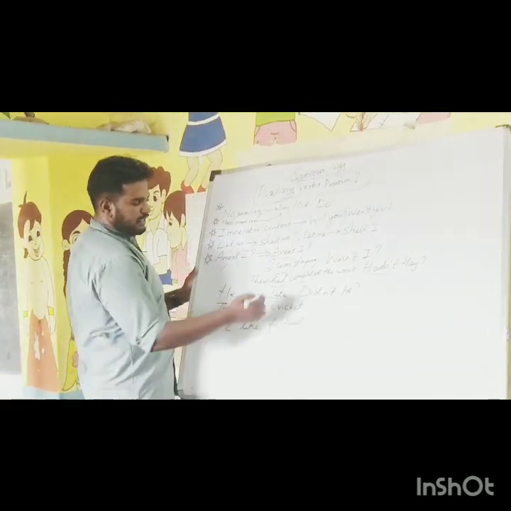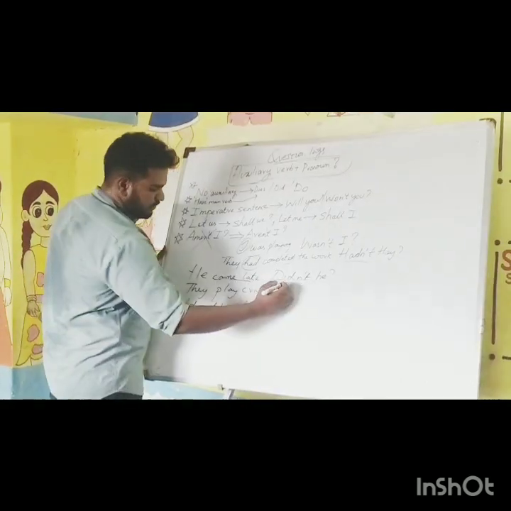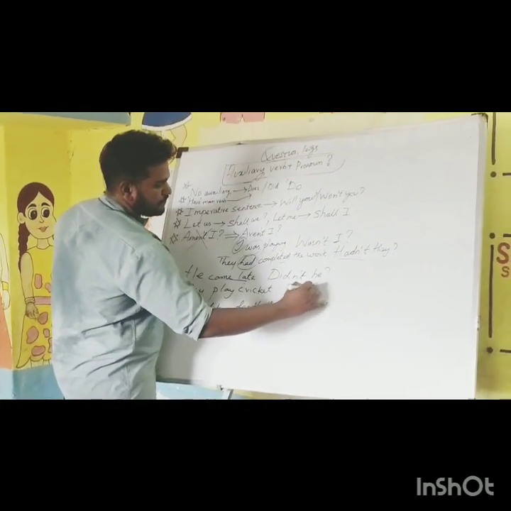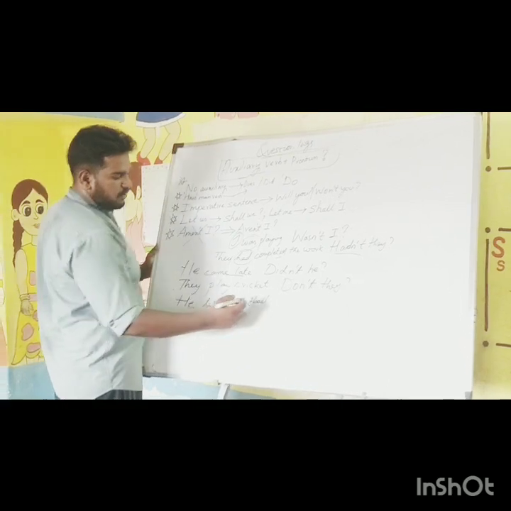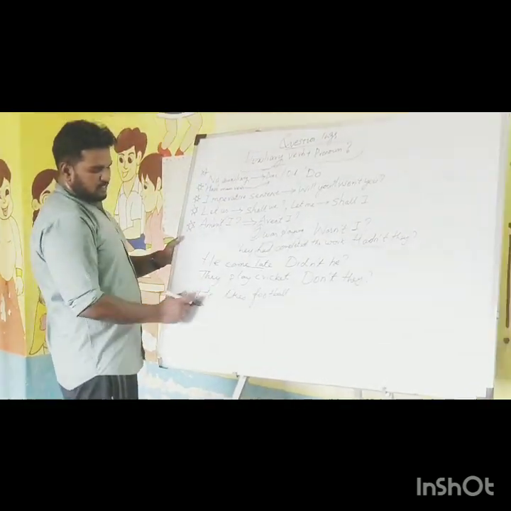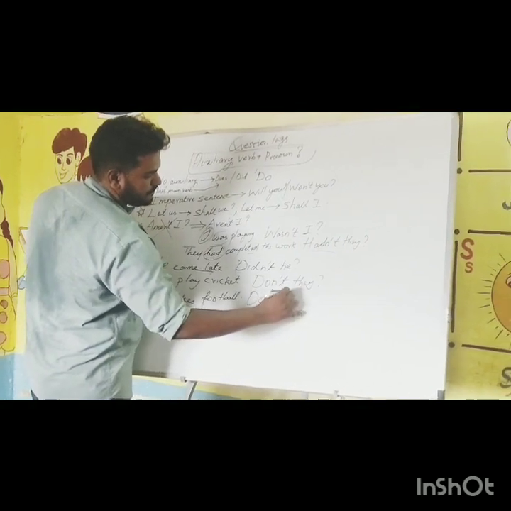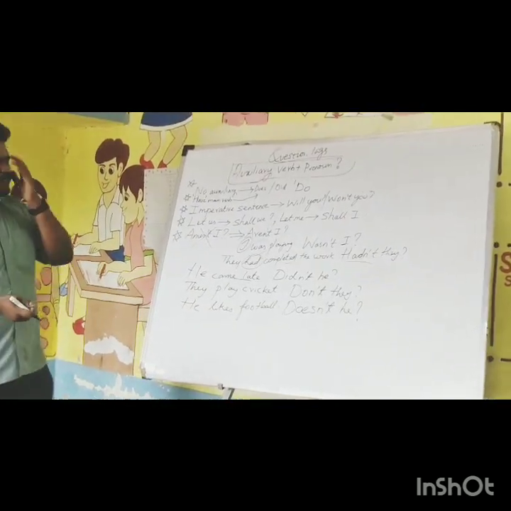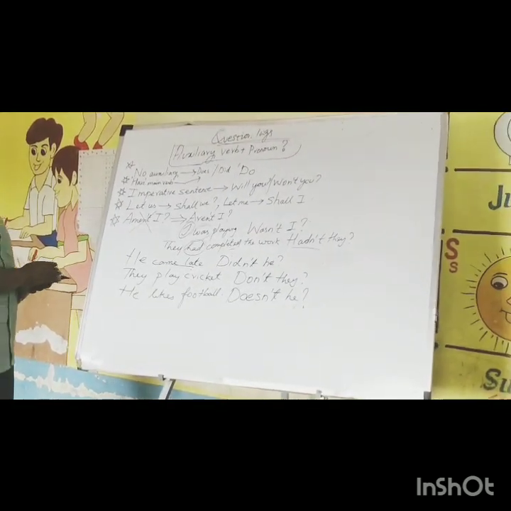Then they play cricket. So here it is present tense plural. So it will be what? Don't they. He likes football. So here it is singular present. So we have to go for doesn't he. So these are the cases when we are not having a main verb.